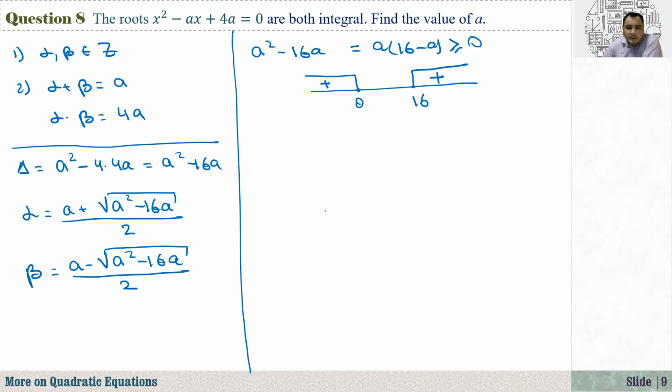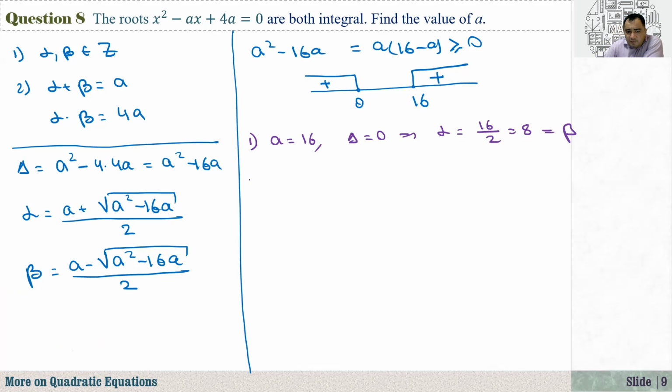So immediately, the first observation: let's say if a is equal to 16, what happens here? At the time, discriminant is equal to 0, right? So here we have alpha will be equal to 0 plus 16 over 2, that's equal to 8. And also that's equal to beta. So 8 is integer, right? So we found one value of 8.